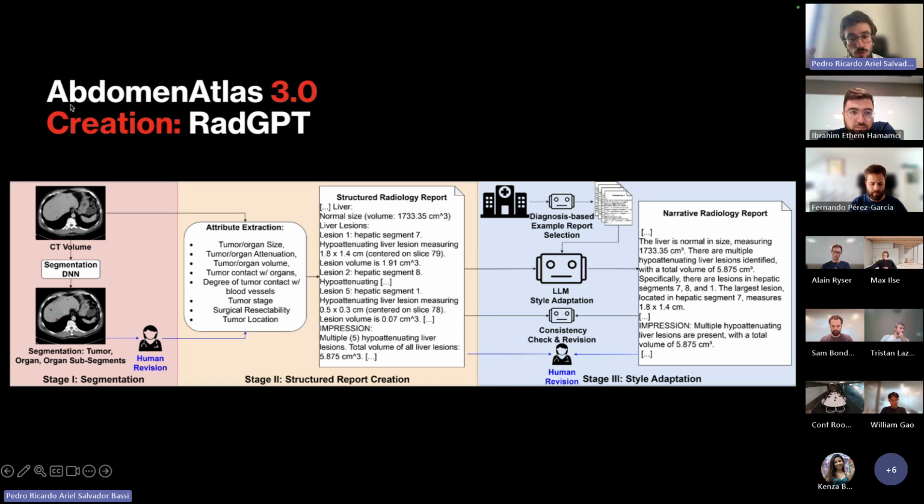After it does the style adaptation, we want to check if the narrative reports have the same findings as the structure reports. Because remember, the findings of the structure reports came directly from the human-made segmentation. So we have a consistency check. We have a second LLM compare the two reports and see if the medical findings are the same among them. And finally, we have a human revision step to check if these new reports match the original ones. But the main human work in this pipeline is to do the segmentation. Then the rest becomes pretty straightforward and simple.